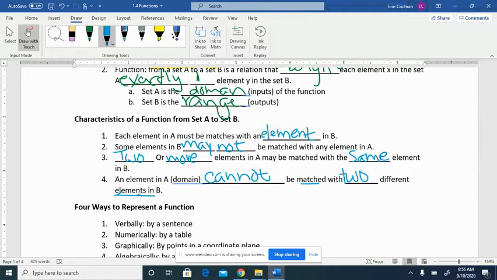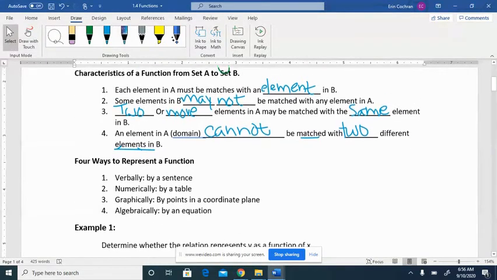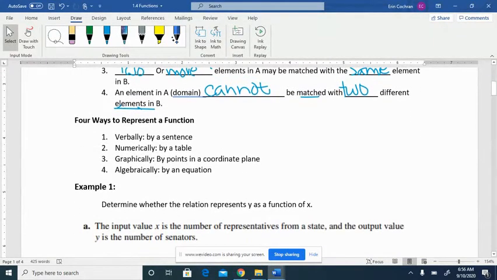Okay. There are four ways to represent a function. Okay. The first way is verbally by a sentence. We can look at it numerically, which is just a table. Graphically by points on a coordinate plane. Okay. And then algebraically by an equation.